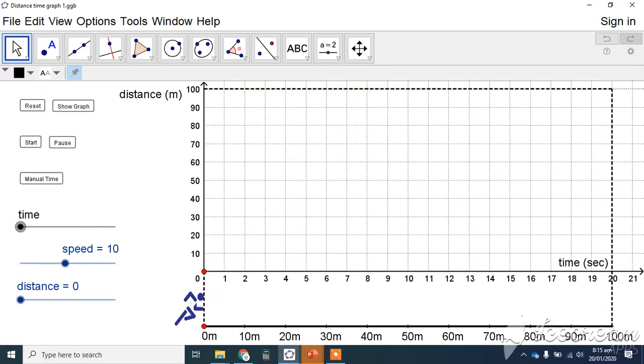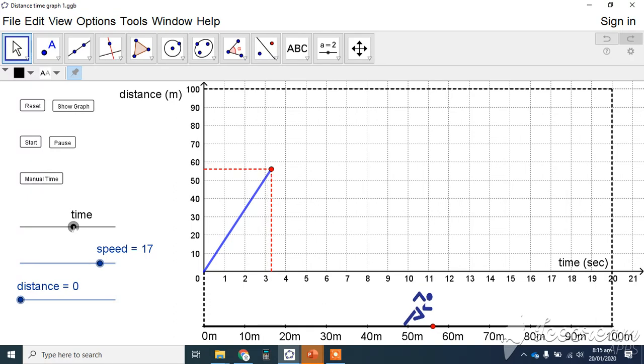So let's rewind this and get another person to run the race, maybe make them a lot faster than humans can run. So let's start off this race. Here we go, we've started this race. You can see the graph is a lot steeper. They're running at a faster pace and the line has a steeper gradient. Now let's pause this person after 4 seconds. You can see after 4 seconds on the x-axis, the y-axis is nearly up to 70 meters. So they're running at a speed of 17 meters per second.